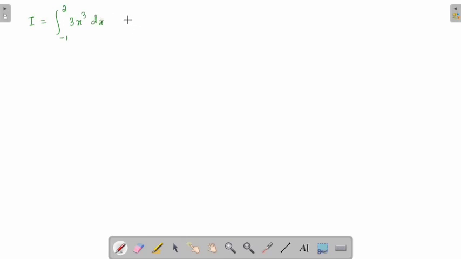If I ask you to solve this in the usual way, what you will do is take 3 outside. You have the integral from minus 1 to 3 of x cube dx, and you get 3. The integral of this will be x to the power 4 by 4, so write that by 4 here with the limits minus 1 to 3. Now put the values. You have 3 by 4, so this becomes 3 to the power 4 minus, the lower limit is minus 1 to the power 4.